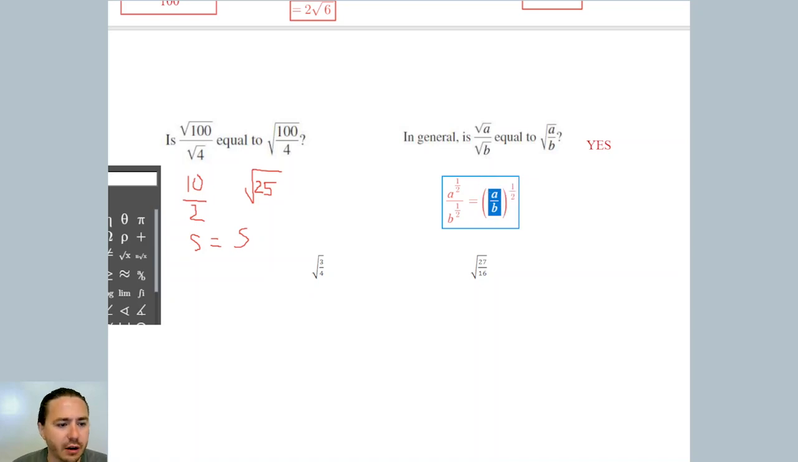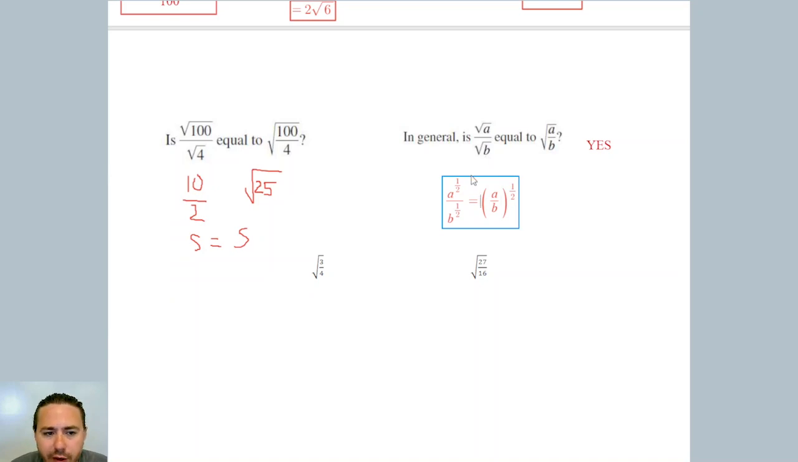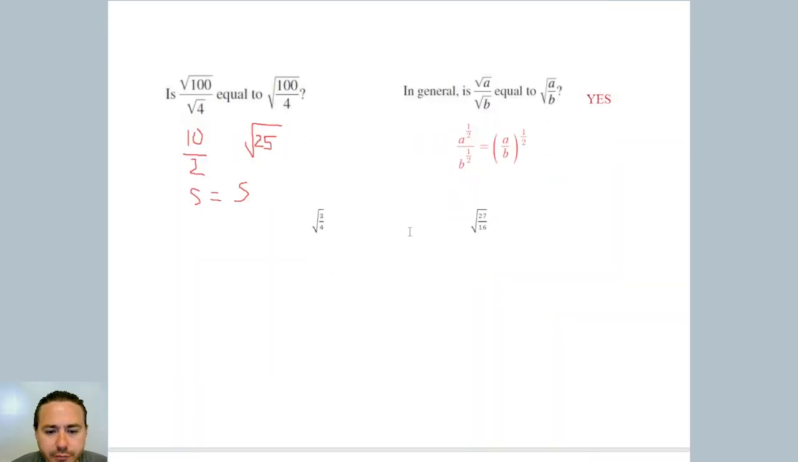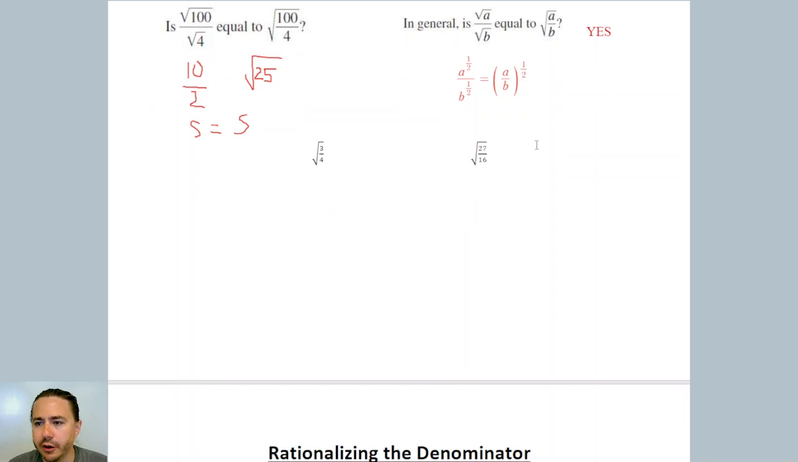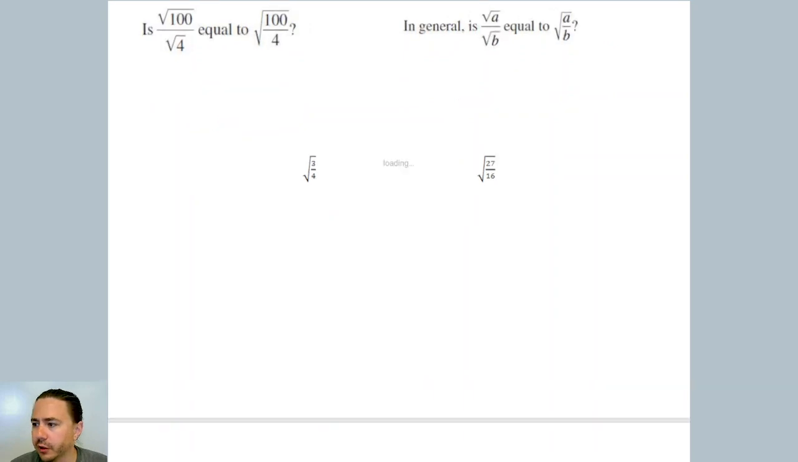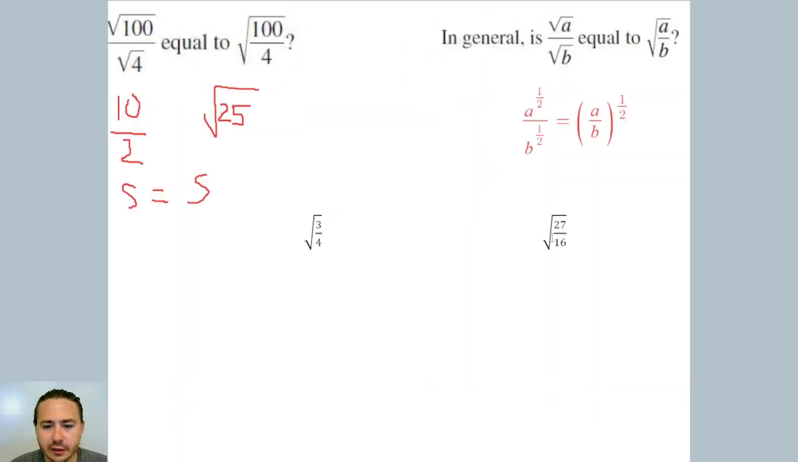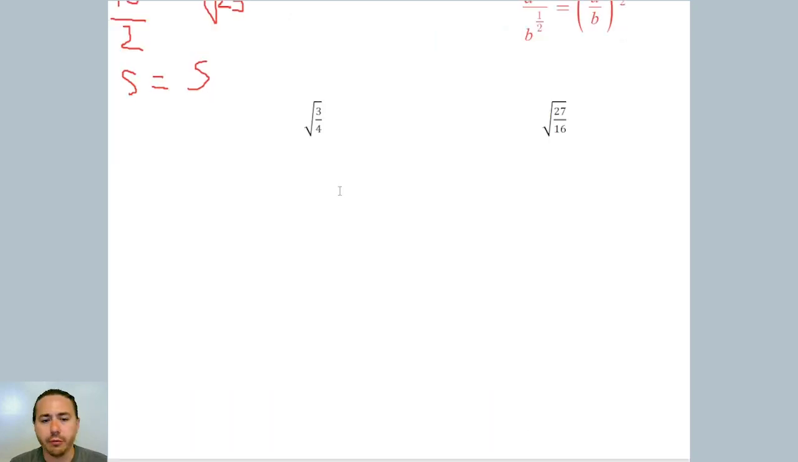equations are biconditional statements, right? If this is true, then this is true, and vice versa. So let's look at just a couple of quick examples, and then we'll talk about how to rationalize the denominator. We have the square root of 3 over 4 here. Let's zoom in a little bit so we can see that a little easier.